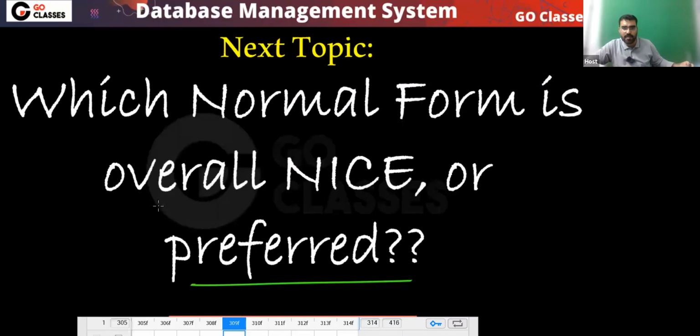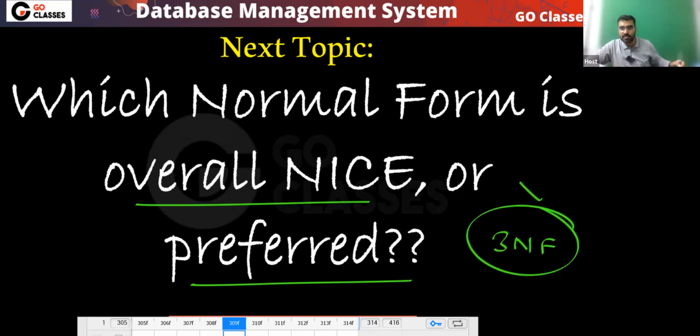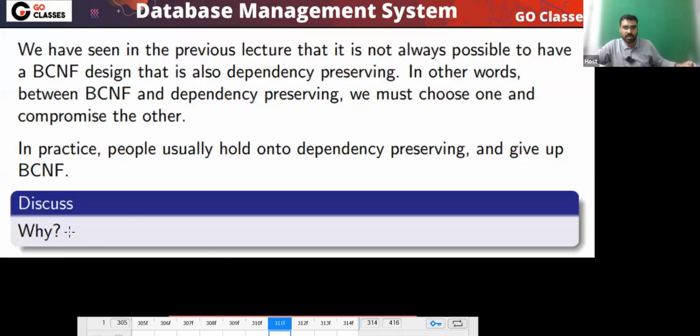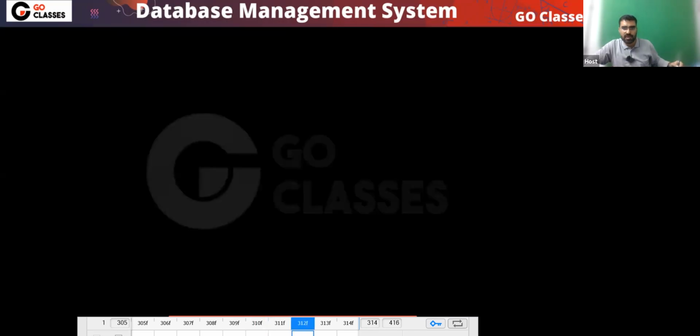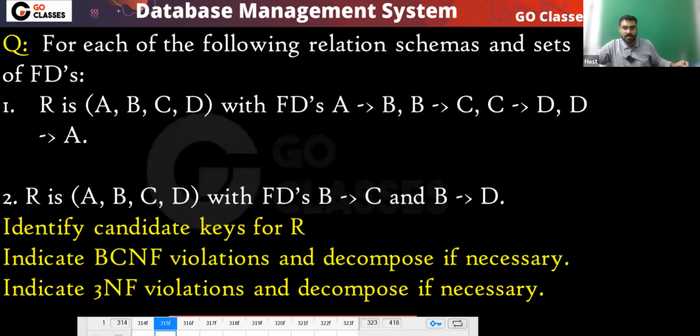Ultimately, remember overall which is preferred. The answer is 3NF. This is ultimately the best normal form. You can call it the best normal form, and we have already seen why. This is your chapter, and this question I give you as homework.